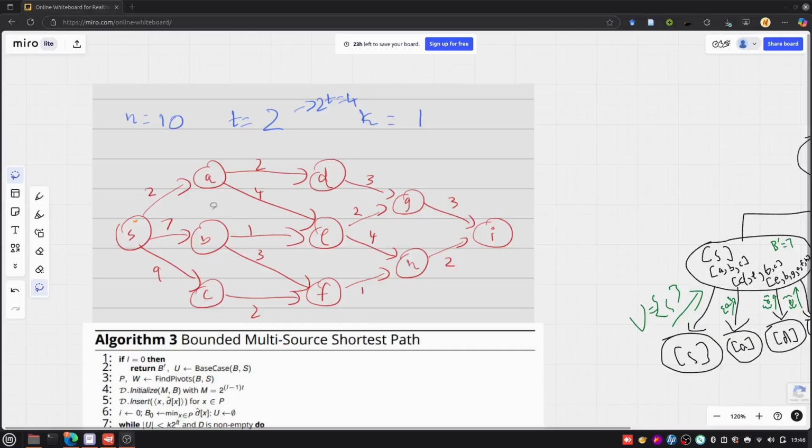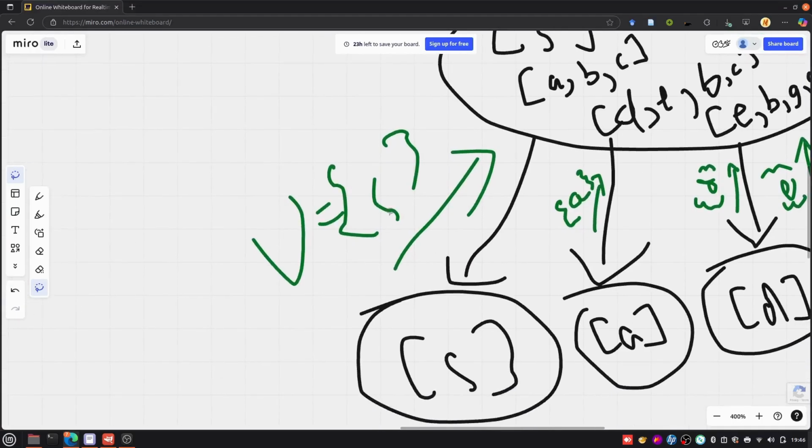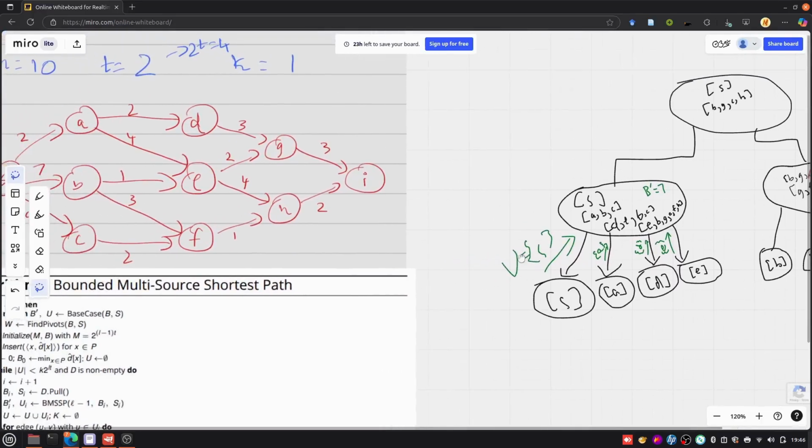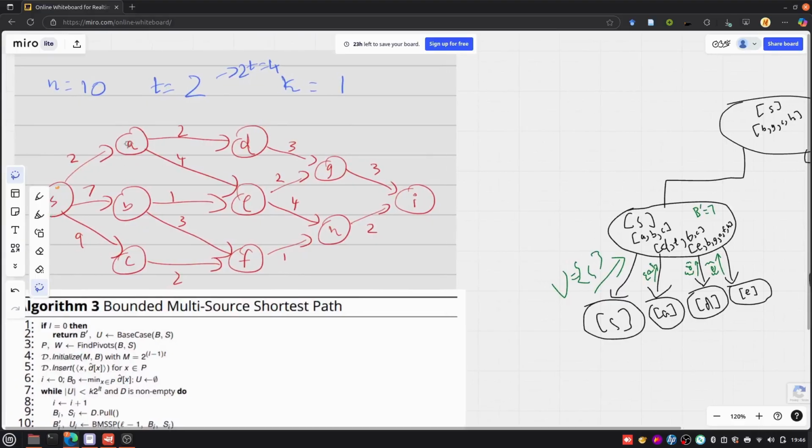If we want to try it, we can do it on this graph where we have 10 nodes, and so correspondingly t is 2 and k is 1. And we start off with source S, and we try to find pivots, but since it's the only source, that remains the only pivot as well. And then we run Dijkstra on it to find just the node S as complete. And then we relax all of the edges going out of S, and we find the nodes A, B, and C, where A has the smallest value, so that's the next thing we process.